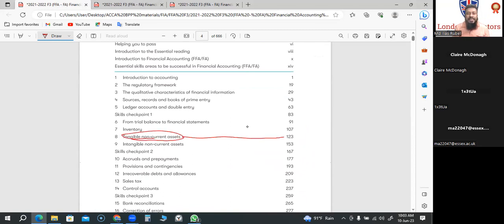Tangible non-current assets, very important for any accounting students, whether doing AAT, ACCA, CIMA, even A-levels, O-levels, GCSEs, IGCSEs. What do you mean by tangible? You can touch it. For example, this is a phone, you can touch it. Tangible, isn't it? Assets.